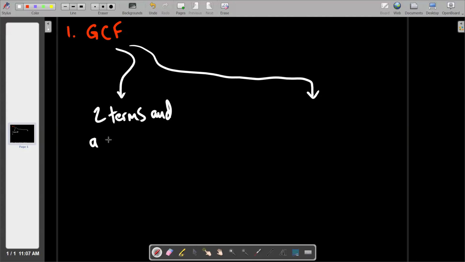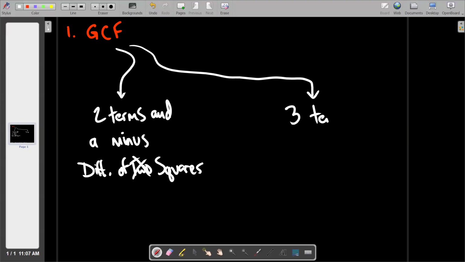and a minus. What do we call that again? A difference of two squares. So you can call it a difference of squares. You can eliminate the word two if you want. It's no problem. Or your polynomial is going to have three terms, and the signs don't matter here. And this is a build the shells problem.